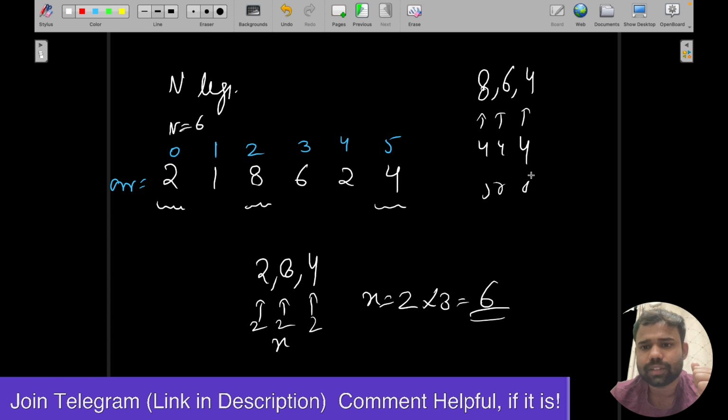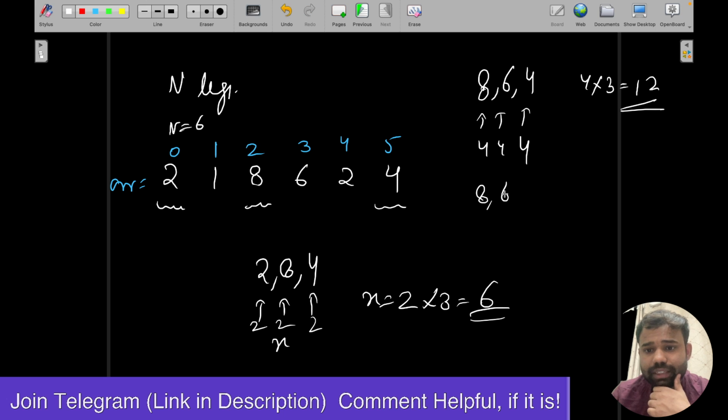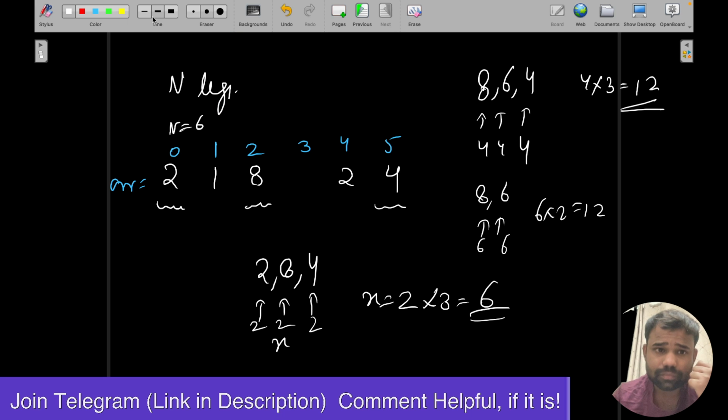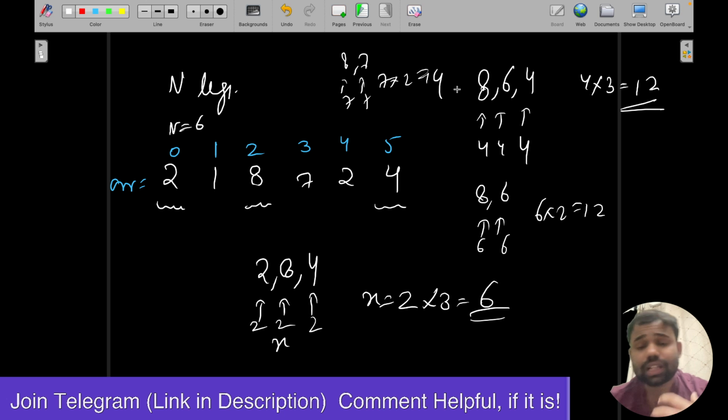If you take 5, this cannot afford it, right? Now each can afford 4, and there are 3 legs. So total weight can be 12. There is actually one more option, which is 8, 6. But in 8, 6 also it will give 12 only, because each will take 6, and 6 into 2 is 12. If let's say here it's 7, in that case in 8, 7 it will get 7 and 7, and that will be 14.